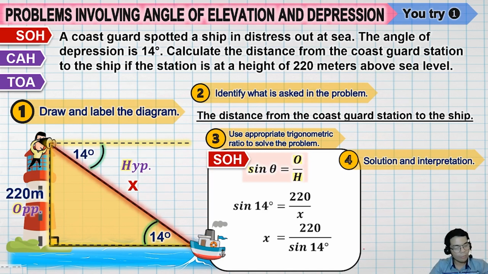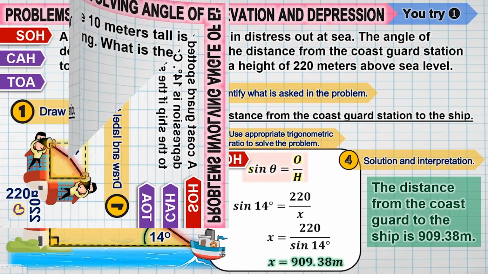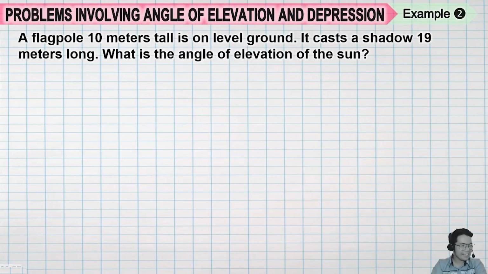Ano ang makukuha nating value niyan sa ating calculator? Ayan, so it's gonna be 909.38. Degrees ba? Hindi. Kasi ang hinahanap natin is yung distance. So it is in meters. Therefore, we interpret it as the distance from the Coast Guard going to the ship is gonna be 909.38. Okay, let's have this given example.